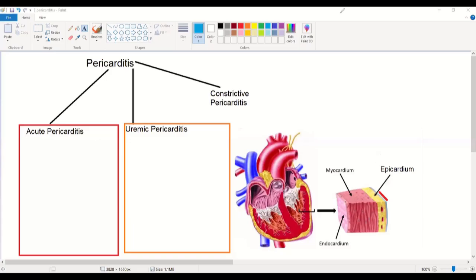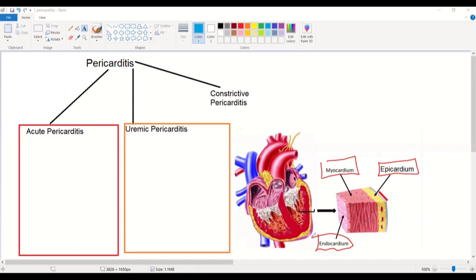Okay, today we will discuss pericarditis, right? Before starting, what is pericarditis? We know the layers of the heart. How many layers does the cardiac tissue have? Three layers, right? The epicardium, myocardium, and endocardium. Okay, so today we will discuss pericarditis.